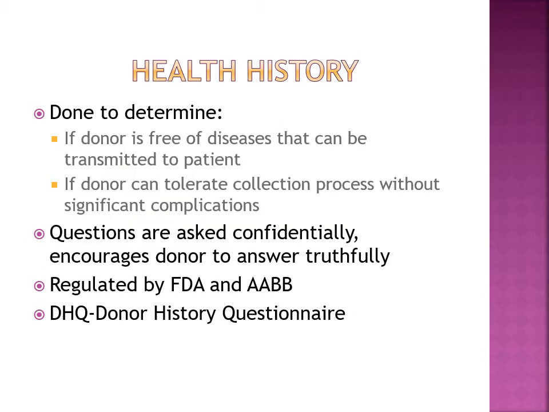So in the health history, this is done to determine if a donor is free of diseases that can be transmitted to a patient, and if a donor can tolerate the collection process without significant complications. Have you ever had any history of these things that may cause us a problem today? Questions are asked confidentially, which encourages donors to answer truthfully. Not too long ago, we switched from having to ask someone in person, have you done this, have you done this, to it being a completely online thing. You're just clicking boxes. These questions are regulated by the FDA and the AABB, and a lot of times we call this the DHQ, or the Donor History Questionnaire.